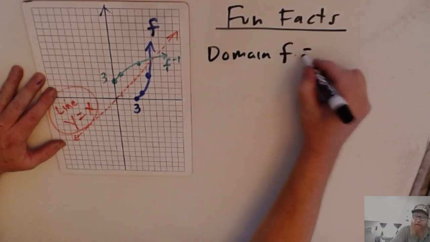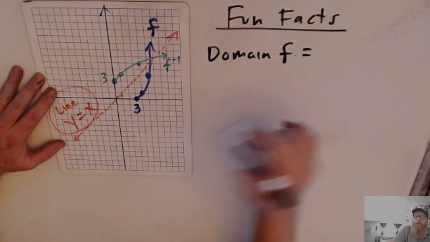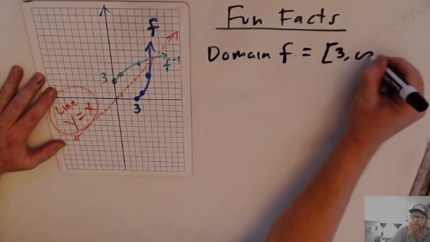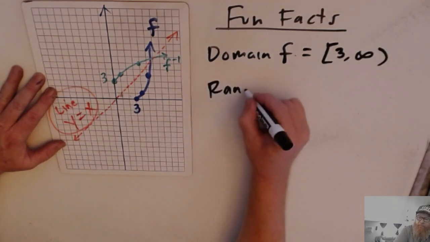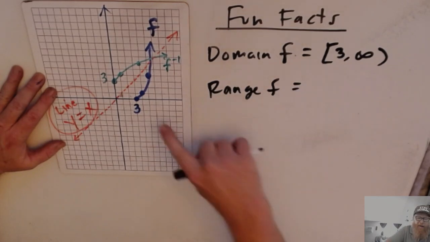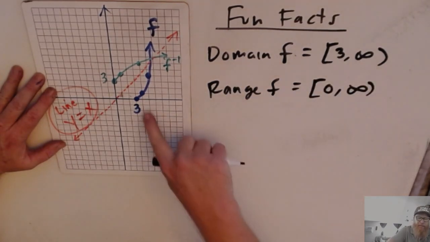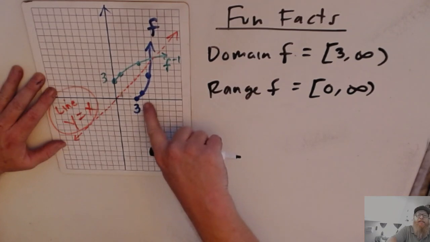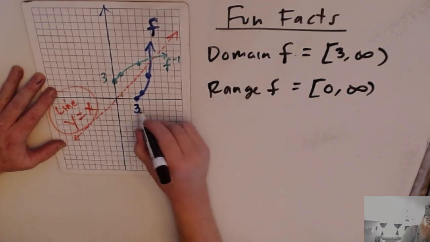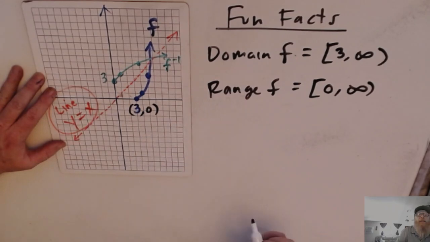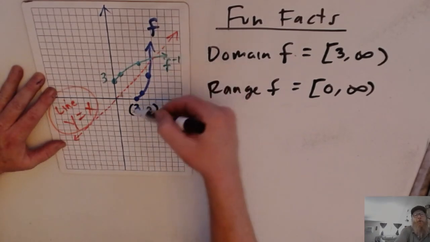So domain of f. F is the blue graph. That would be from 3 to infinity. Range of f, again the blue graph, 0 to infinity, because this value here is (3, 0). So that's for the blue one, if you can see that.